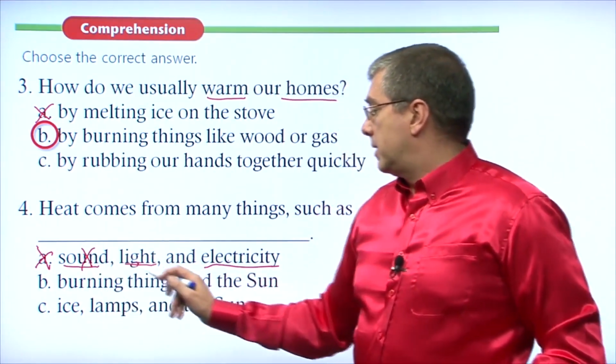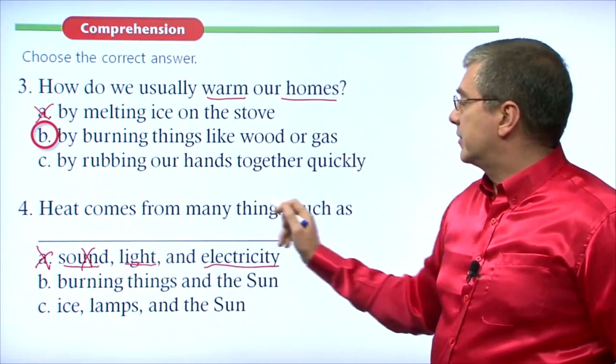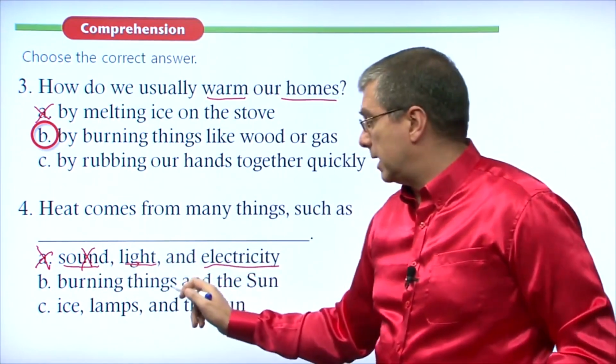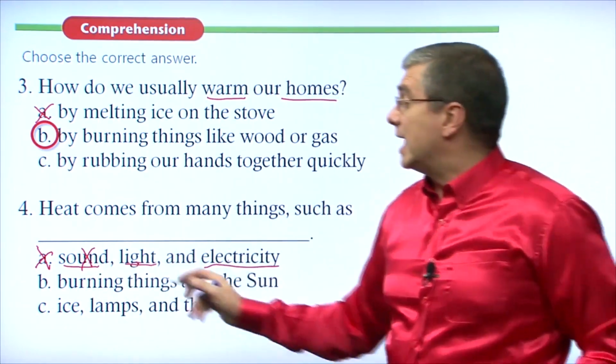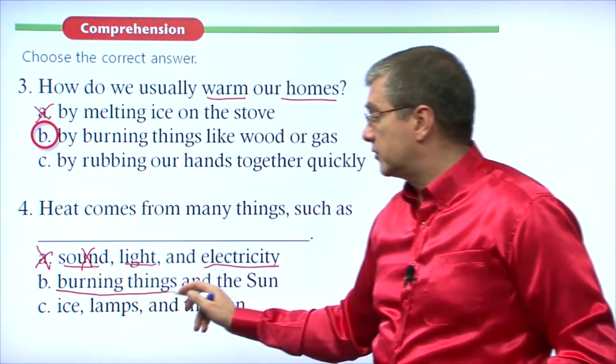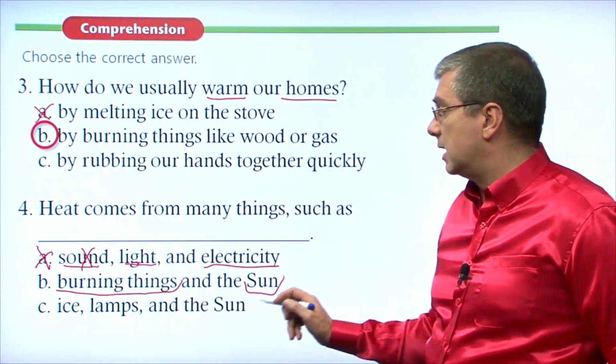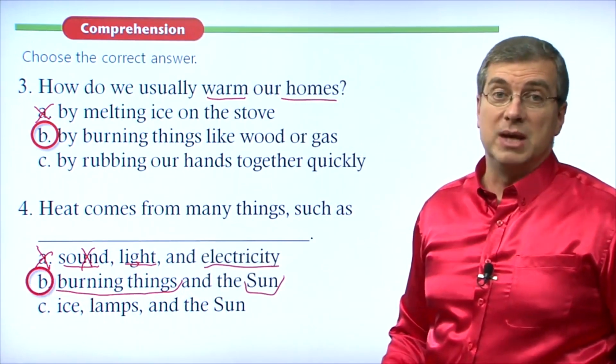B, burning things and the sun. Heat comes from many things, such as burning things and the sun. That's true. Heat does come from burning things, true, and it also comes from the sun. So our correct answer is B.